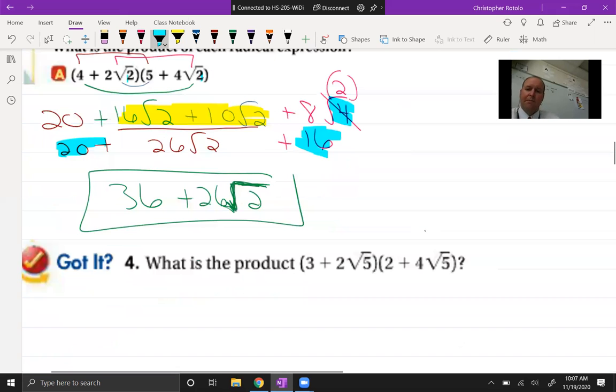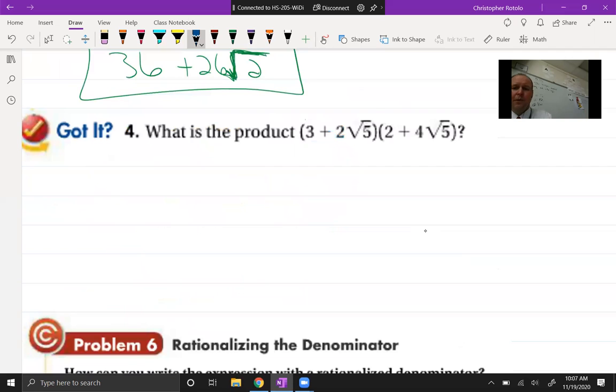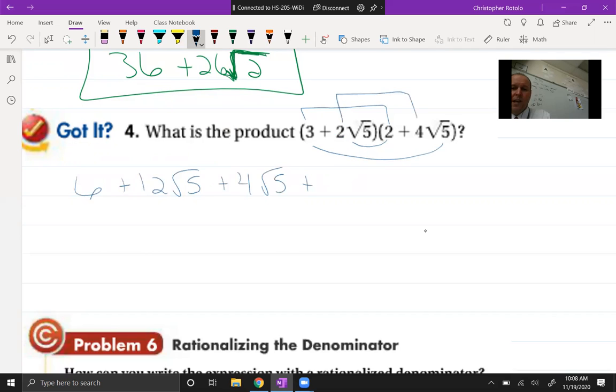All right, let's try that again. Sorry for going a little too slow for you. I want to make sure we're okay. So 3 times 2 is 6. Outside, 3 times 4 is 12. And there's a root 5 in play here. On the inside, 2 times 2 is 4. And there's a root 5 in play. And then on the end, I have 2 times 4 is 8.